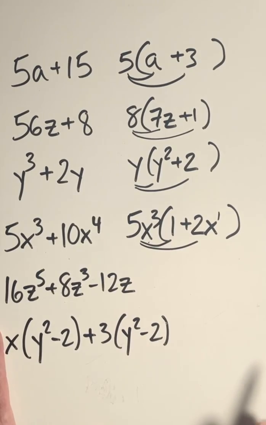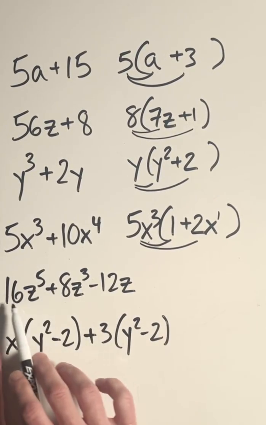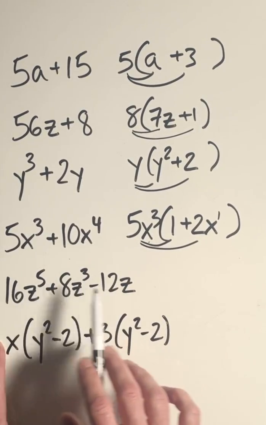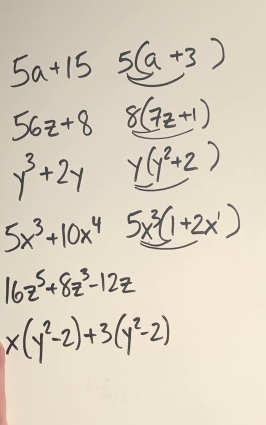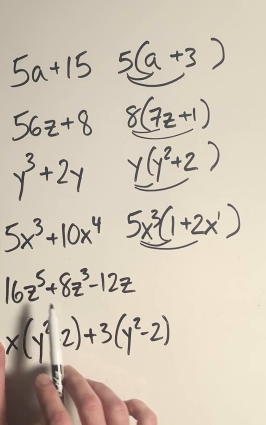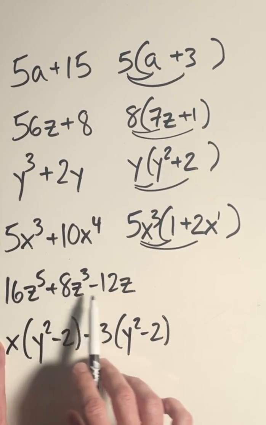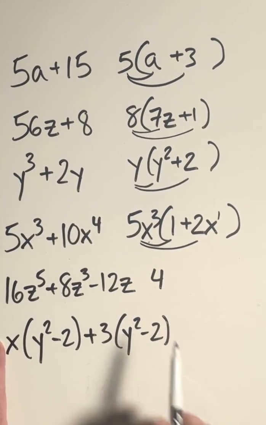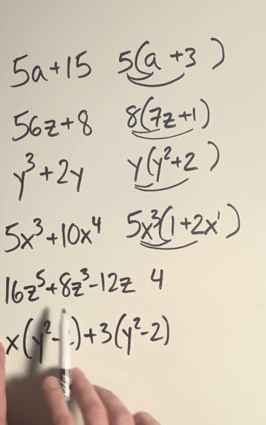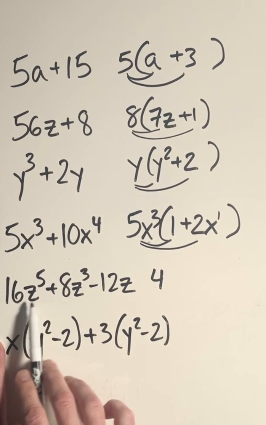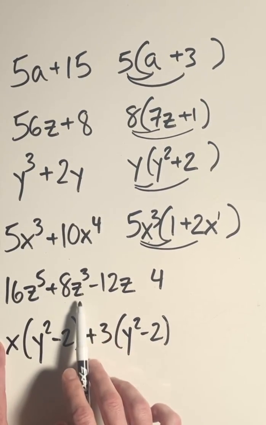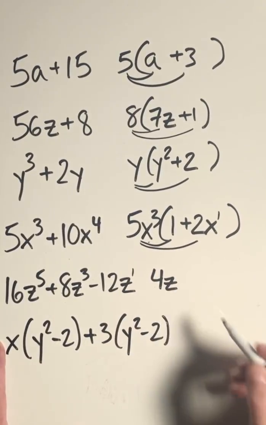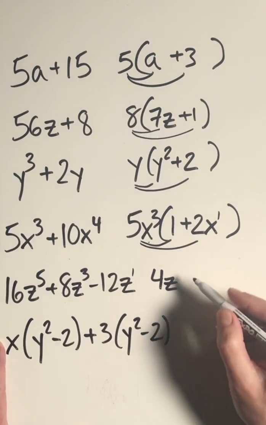We may also run into this with a trinomial, in which case we have to find the greatest common factor of the 3 numbers. We can use the method listed in a prior video to see that between 16, 8, and negative 12, the greatest common factor is 4. Now we need to look at the variables. Well, here there are 5 factors of z. Here there are only 3 factors of z, and here there's only 1 factor of z, so 4z is the greatest common factor of these 3 terms.